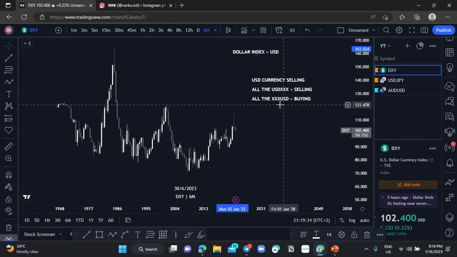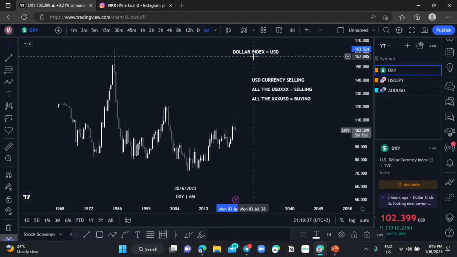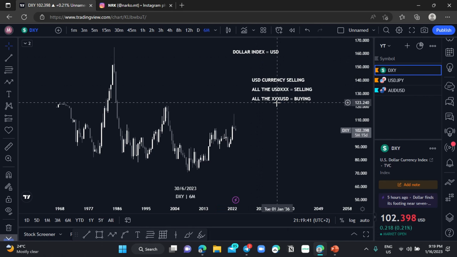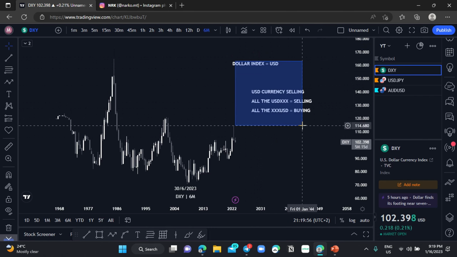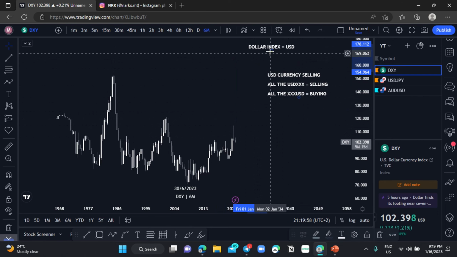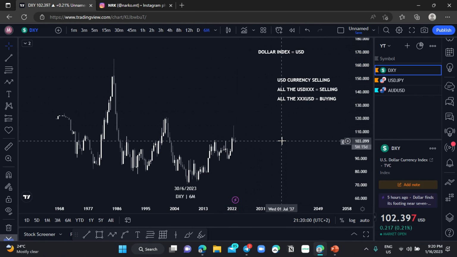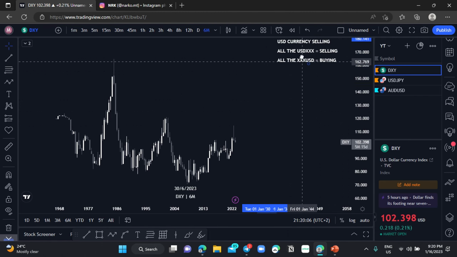Another example is that whenever the dollar index is buying, the USD pairs that start with USD on the left side will be buying too, and the pairs that end with USD on the right side will be selling. So that's the dollar index in a nutshell. Okay, so now let's prove that.